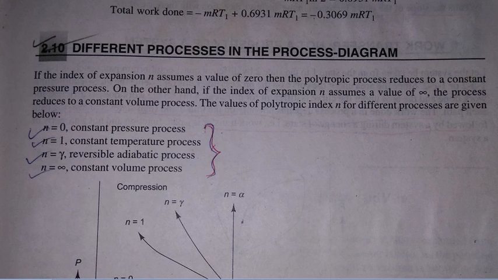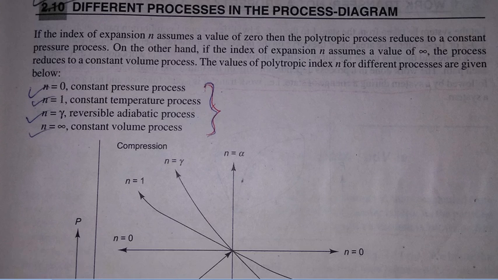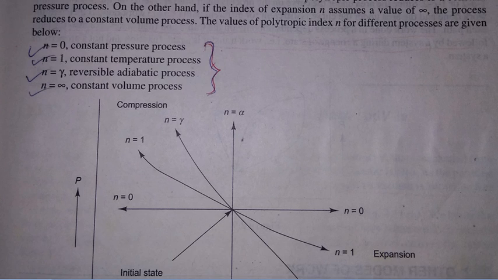And next, different processes in the process diagram. As you can see, there are constant pressure process, constant temperature, reversible adiabatic process, and constant volume process. Now what is the value of n, where n is the polytropic index? If the value of n is equal to 0, then we call it a constant pressure process.